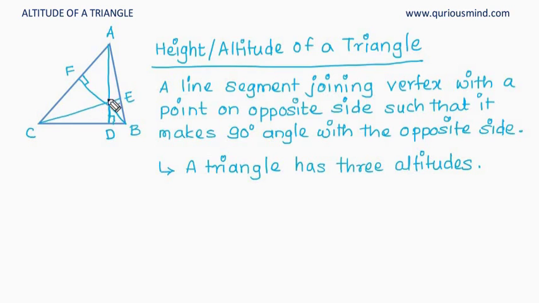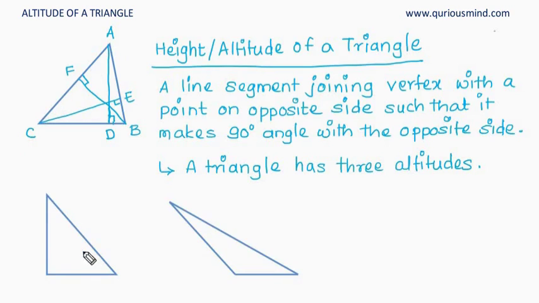But let's take a situation where some of the altitudes may be outside the triangle as well, or may not be inside the triangle. So let's draw the remaining two types of triangle. This was the acute angle triangle. We will draw an obtuse angle triangle and a right angle triangle. We have a right angle triangle and an obtuse angle triangle.